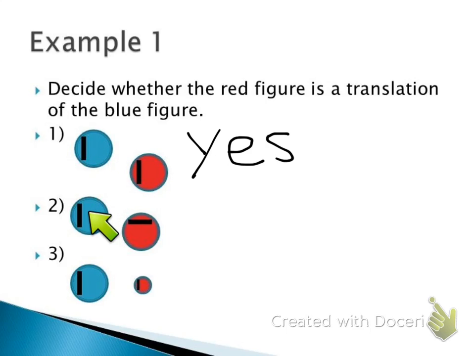What about number 2? Can you just slide it over to make the red one? No, that one involves a rotation. We're not talking about rotations today. We're just sliding translations. And then 3, is that just a slide? No. No, you can see that it looks like they shrunk it. So, the reason 1 is yes is because they just slid the image over. 2, they rotated it. 3, they shrunk it.